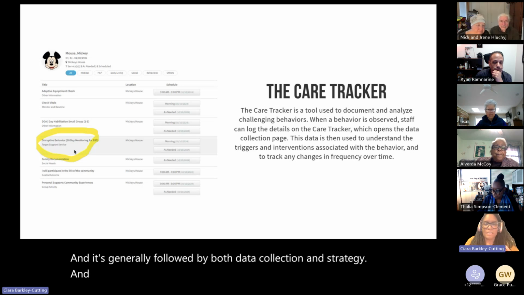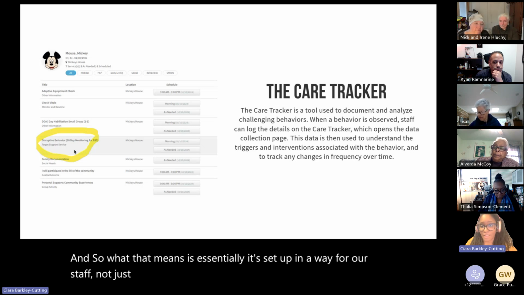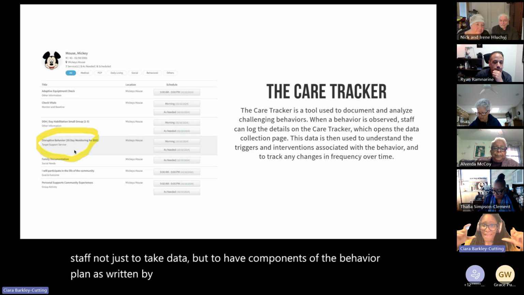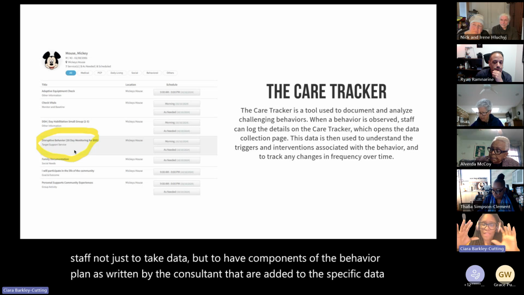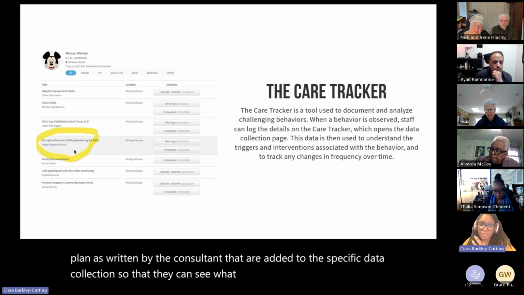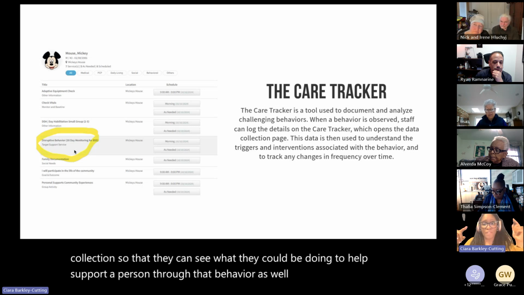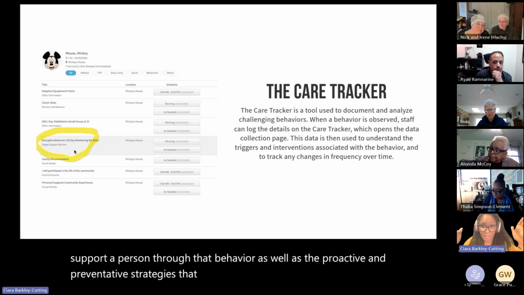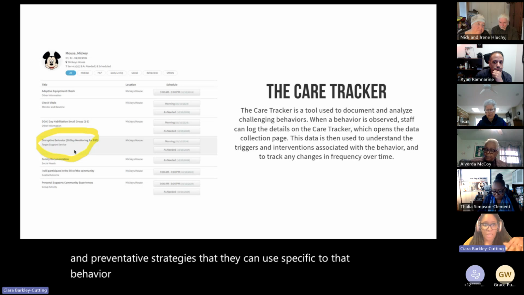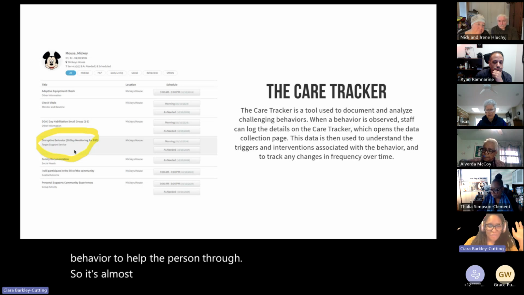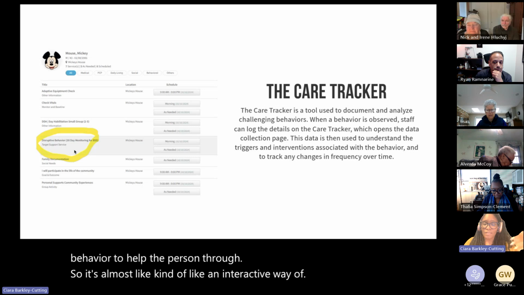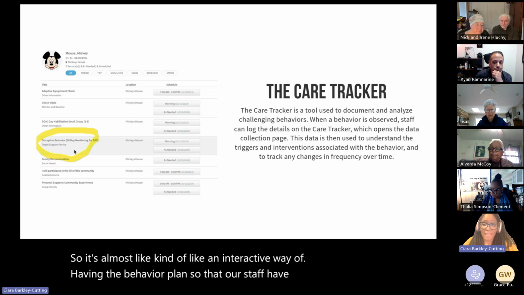And so what that means is, essentially, it's set up in a way for our staff not just to take data, but to have components of the behavior plan as written by the consultant that are added to the specific data collection so that they can see what they could be doing to help support a person through that behavior, as well as the proactive and preventative strategies that they can use specific to that behavior to help the person through. So it's almost like an interactive way of having the behavior plan so that our staff have what they need when they need it.